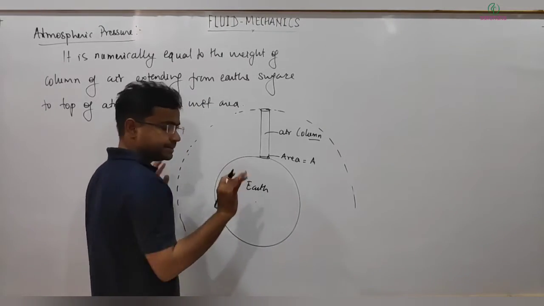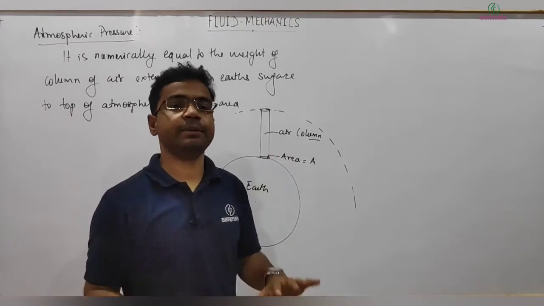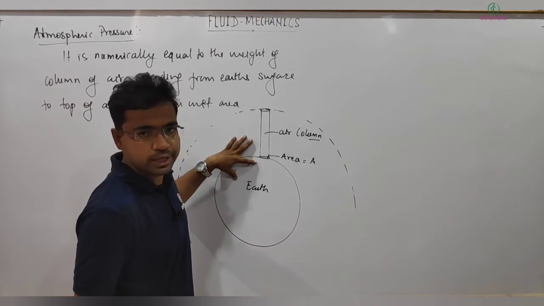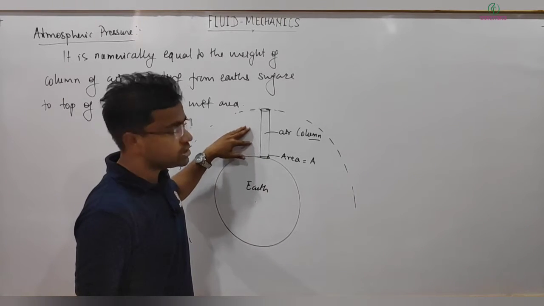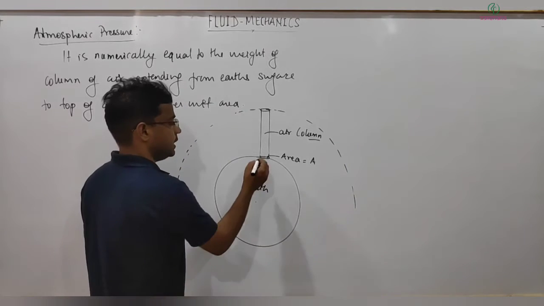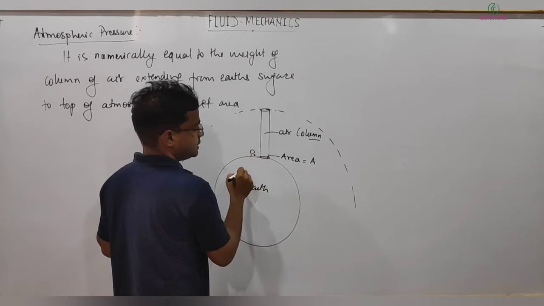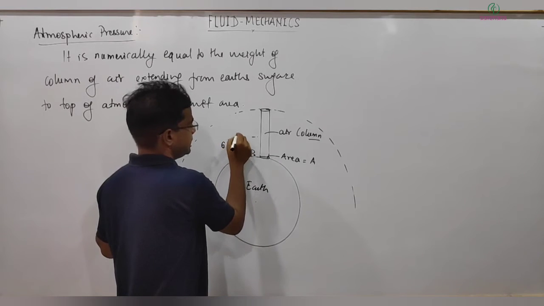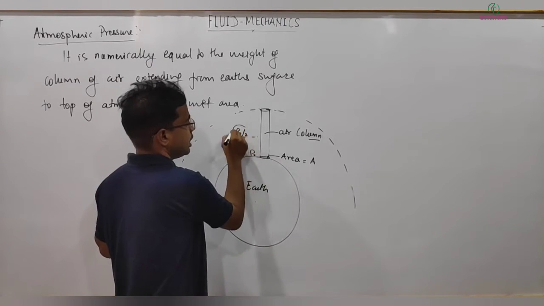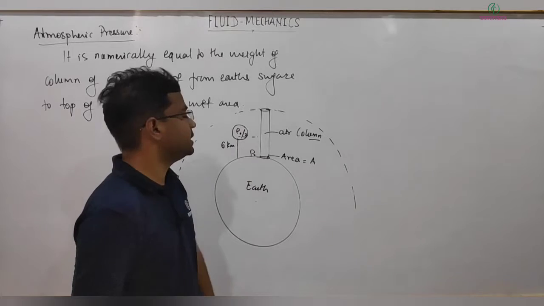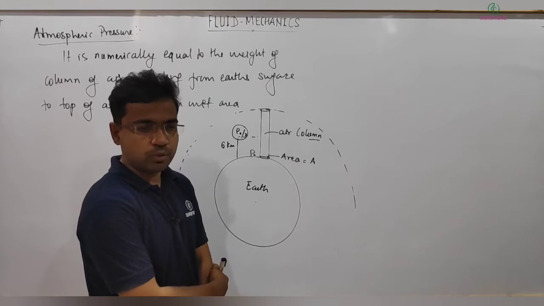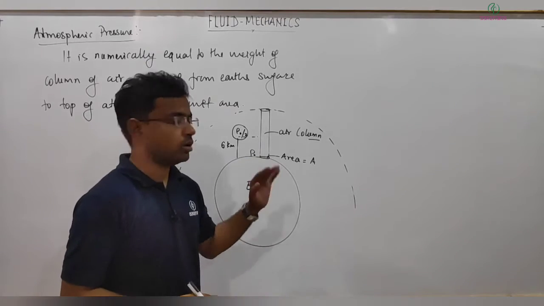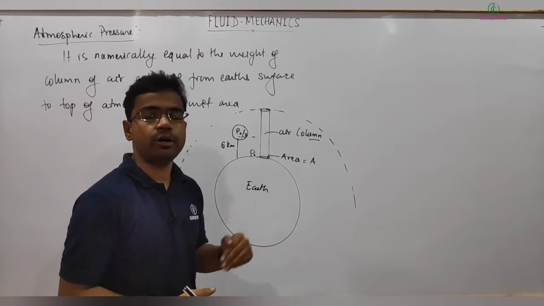For practical purposes, the density of air or atmosphere is definitely not constant. If the density around the Earth's surface is rho naught, then at around 6 kilometers the density becomes rho naught by 2, half, and at around 12 kilometers it becomes rho naught by 4. In this manner, the density of the atmosphere keeps on decreasing.